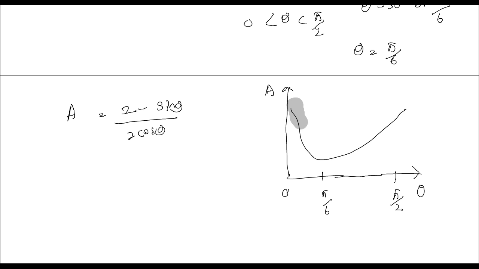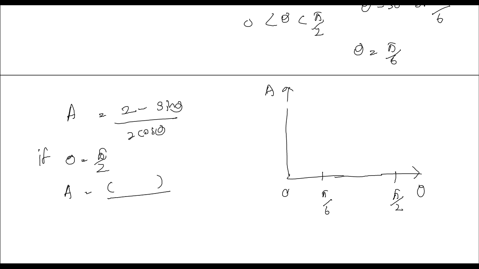Now how do I find if it's a maximum or minimum? Okay, let's just do it by looking at the question. If theta equals 90, then I will get A equals something over 2 cos 90. Now cos 90 should be 0, that means this goes to infinity. So area should go to infinity here. That means around here the area should approach infinity.